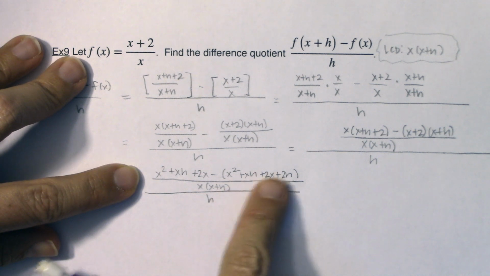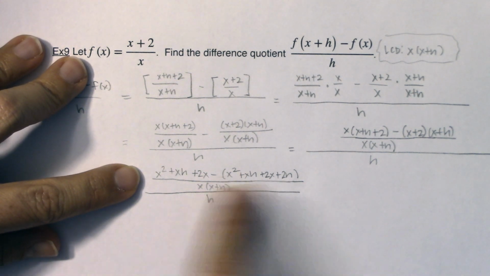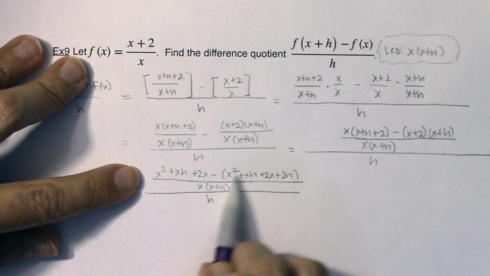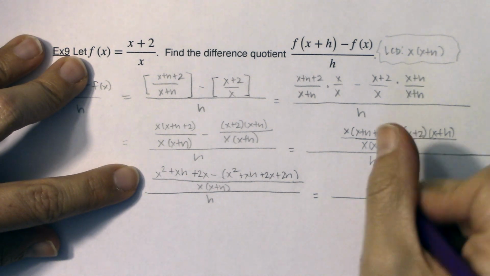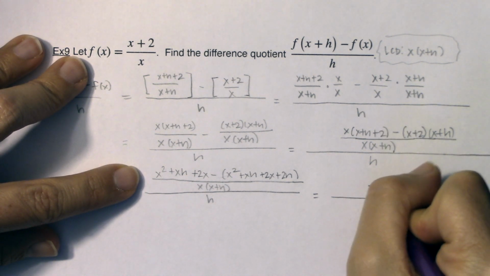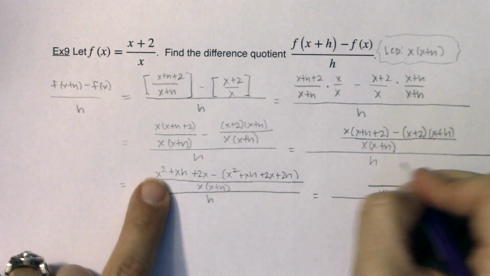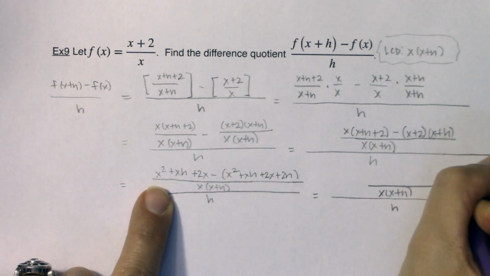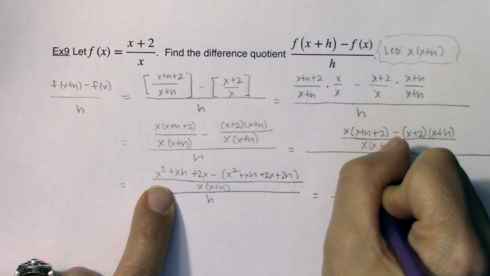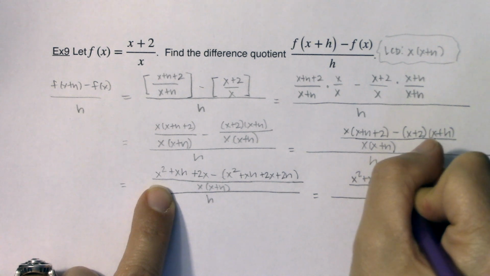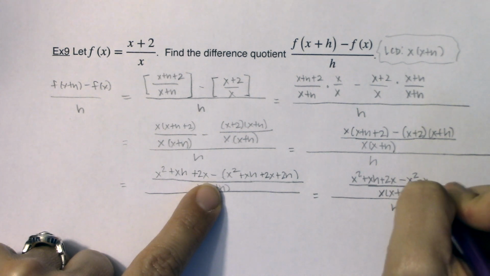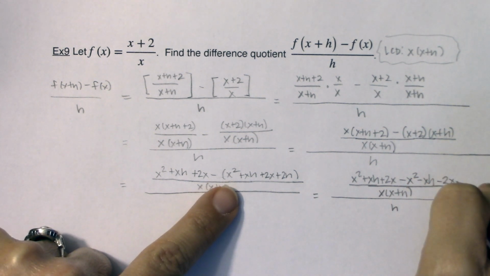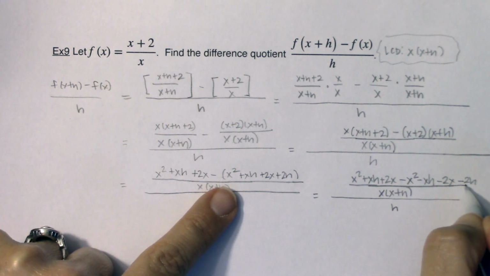Okay, now that I've done the multiplication from PEMDAS, I'm going to send the negative through. And then we're going to see what cancels. And I'm going to hope something does cancel, because that's usually a little bit of a green flag. X plus h. All right, here we go. So we have, let me make a longer fraction bar. So x squared plus xh plus 2x, okay, distribute the negative, so minus x squared minus xh minus 2x minus 2h. Okay, so let me go ahead, start to see what cancels.